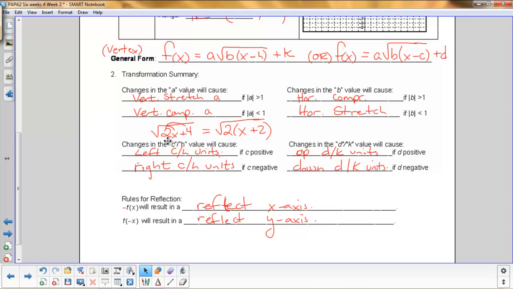Please notice, as we've talked about before, that if the coefficient of x is not 1, you must first factor it out so that you get the proper stretch and compress as well as the proper shift, either left or right. So please keep that in mind as you're working on some of these problems. You'll see that as we move forward.